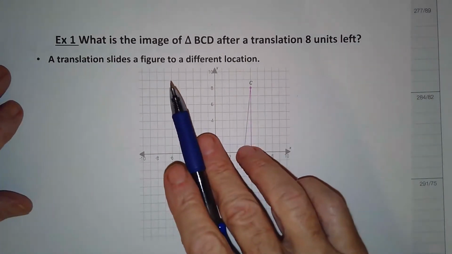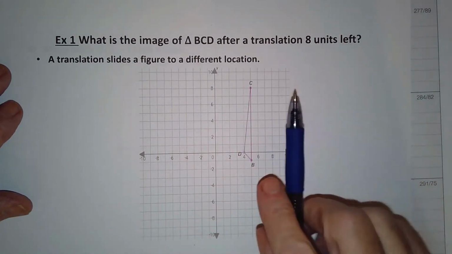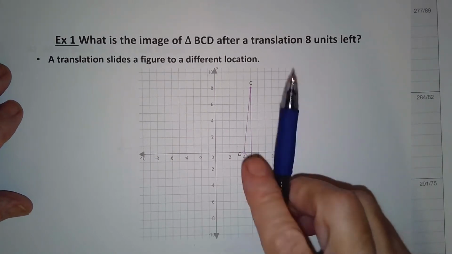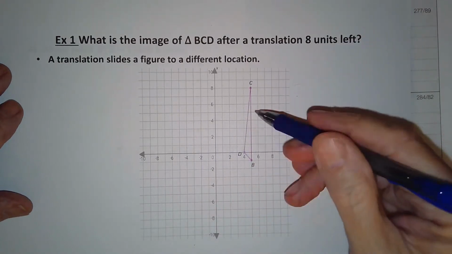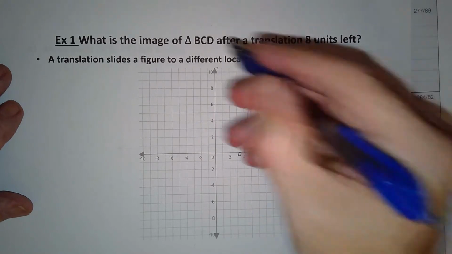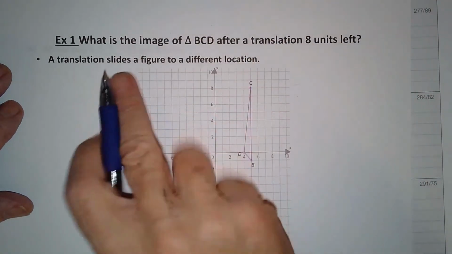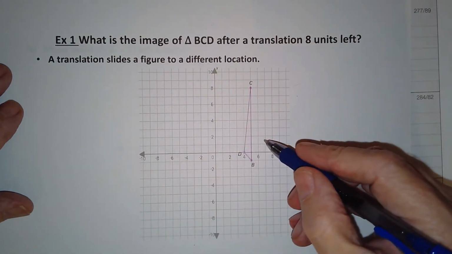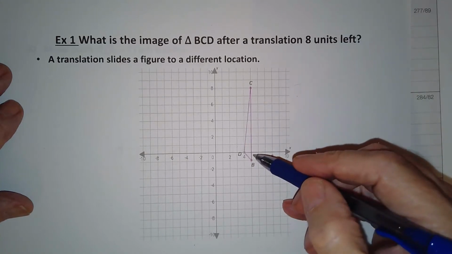All right, so let's look at the first example here. We're talking about what the graph of the image is going to be once we start with this pre-image. It says, what is the image of triangle BCD? So this is the pre-image of triangle BCD. It's what we start with. Where are we going to end?